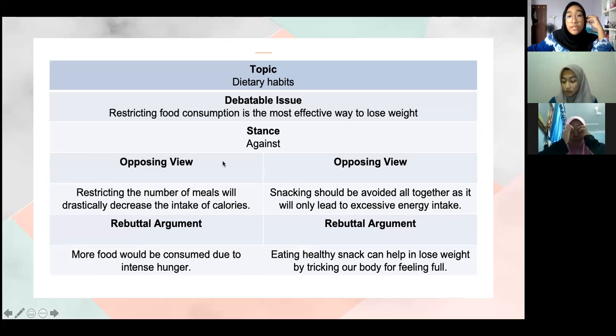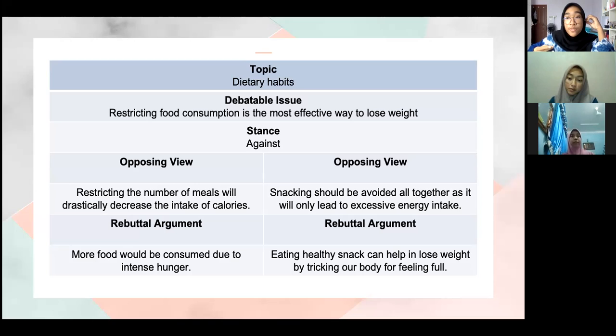Okay, for question number 3, this brainstorming form, the topic is about dietary habits. And the debatable issue is restricting food consumption is the most effective way to lose weight. And the writer stands against the issue. So the first opposing view given here is restricting the number of meals will drastically decrease the intake of calories. And I came up with the rebuttal argument that more food will be consumed due to the intense hunger.